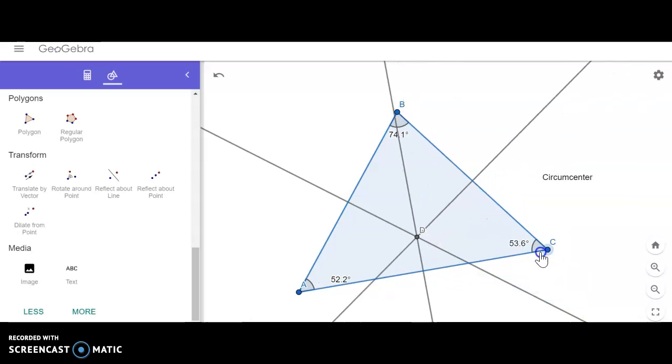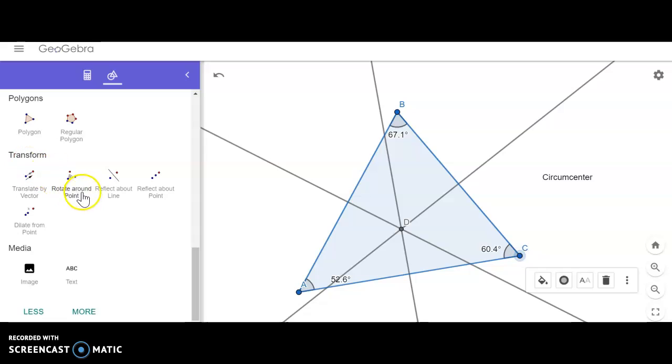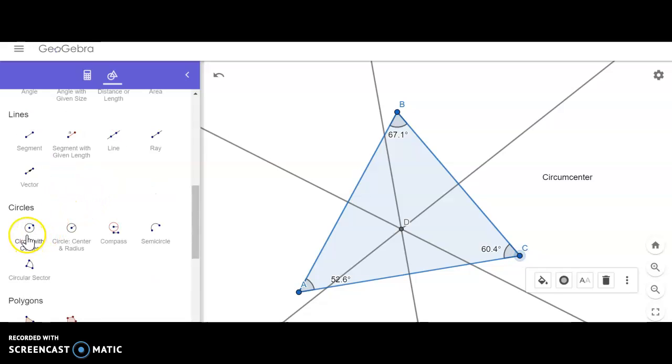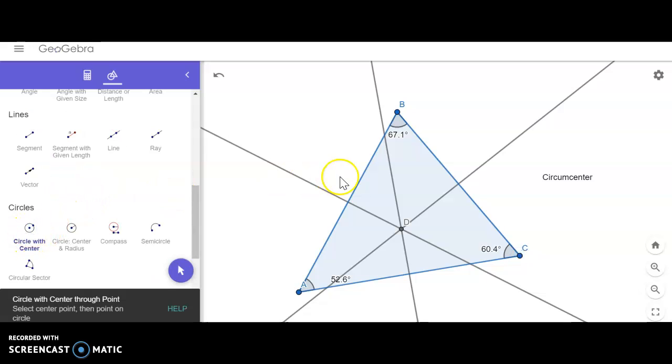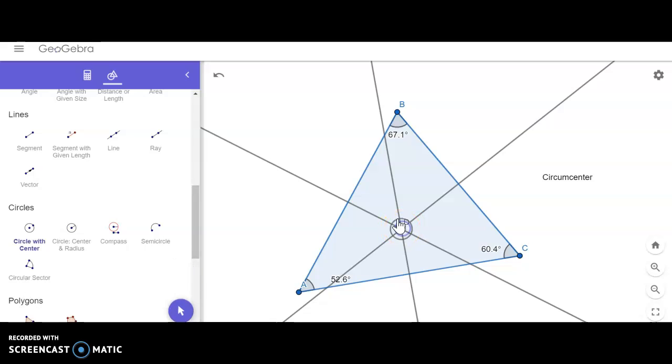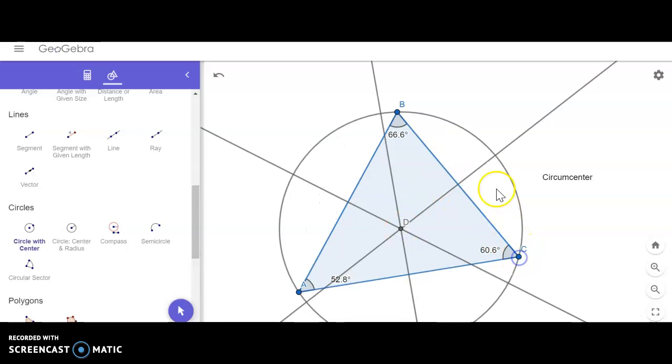But then the other cool thing, again, I'm saying cool, is that if I take a circle and I put it on D and I go to any of the vertices, look what happens. It's a circle that goes through all those vertices. And so we want to kind of ask, why does it do this?